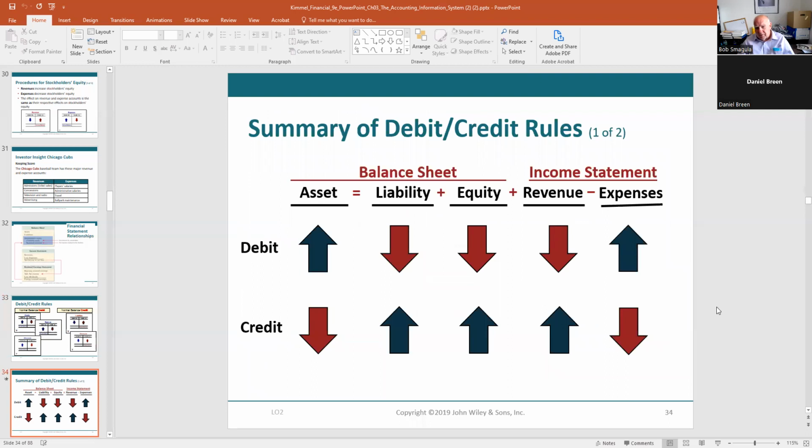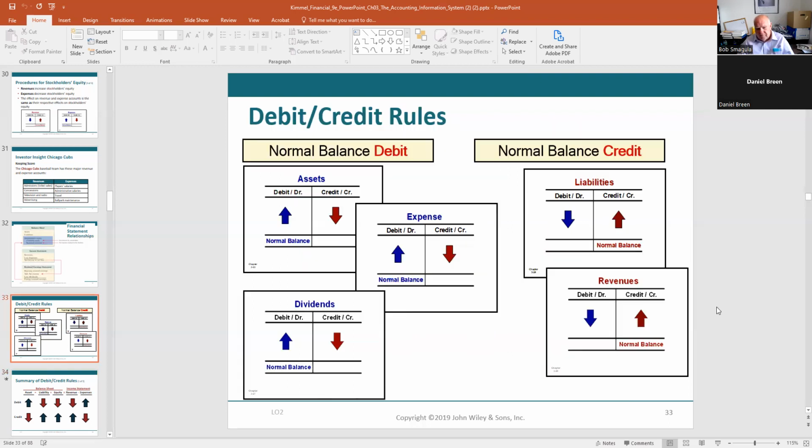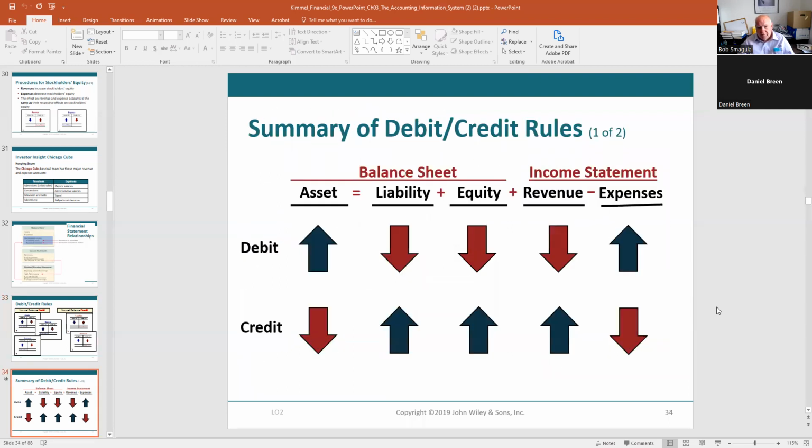You might like this better. I don't particularly, I think this makes more sense. But they're showing the same thing over here. Assets, debit balance, expenses, a debit balance. Liabilities, equity, and revenue have a credit balance because they're increased with a credit. The world of debits and credits.